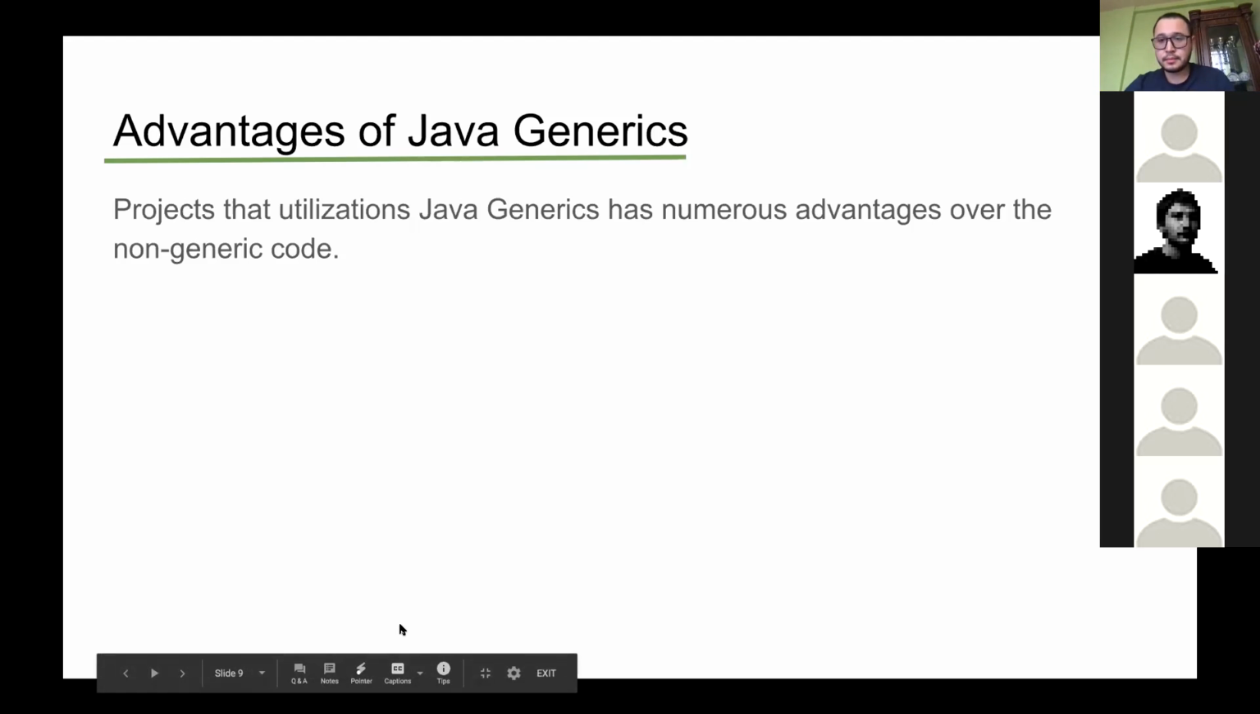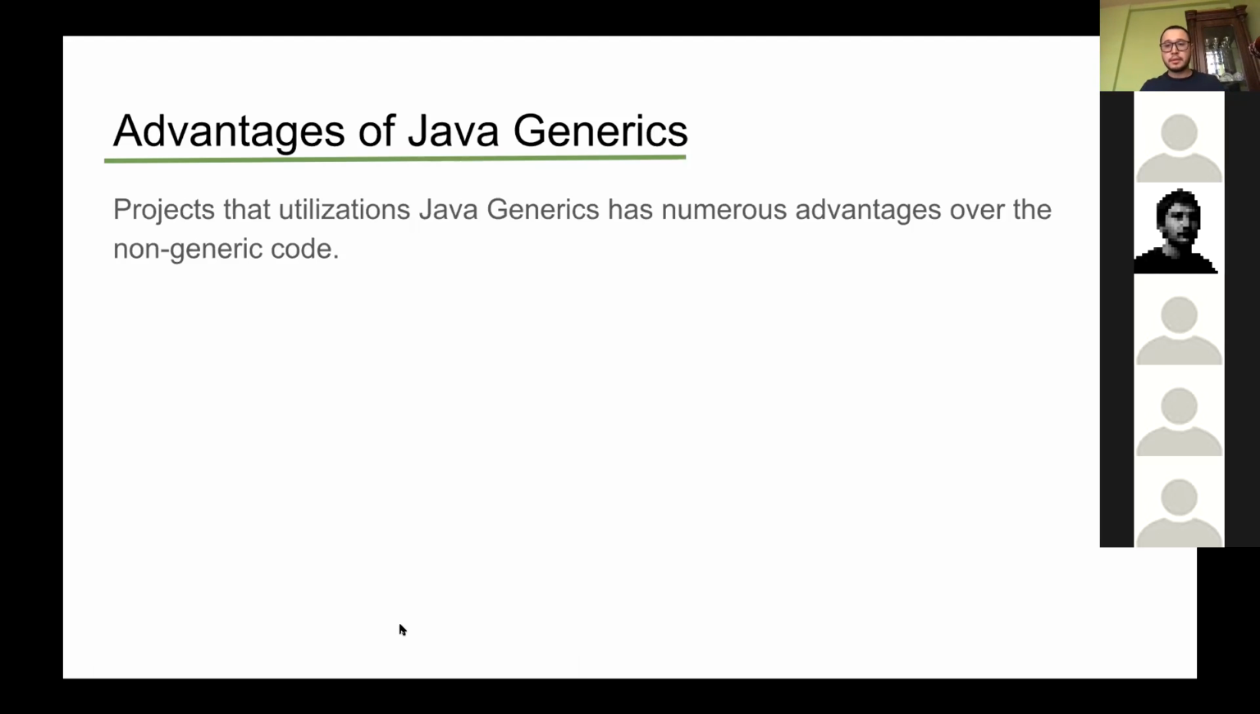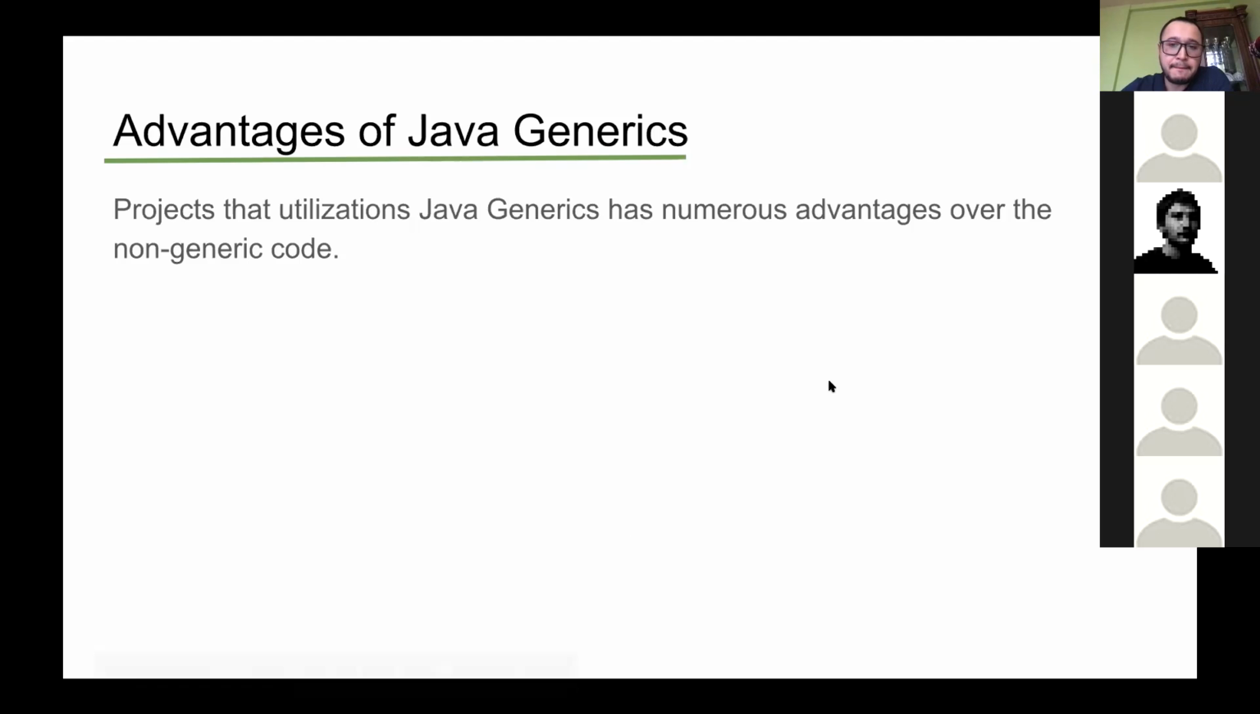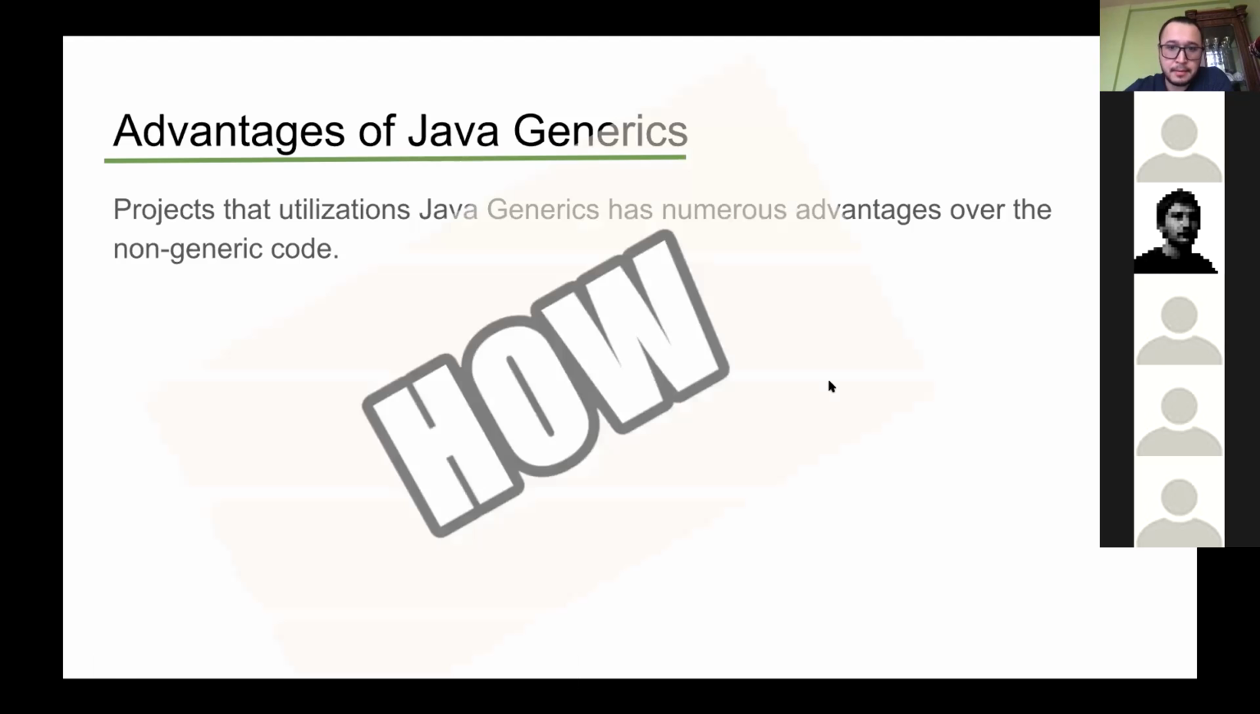We don't have to cast some classes. We already know the type. Yeah, casting. So with generics, we don't have to do that. We already know the type in generics. Yes. And okay, so this is one of the very important advantages.